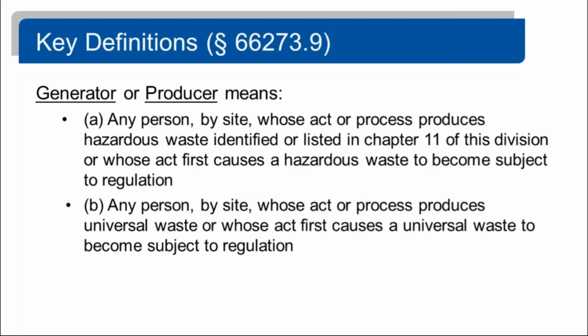Generator or producer: any person by site whose act or process produces hazardous waste identified or listed in Chapter 11 of the RCRA and of the Title 22 regulations is what they're referring to, any site generating hazardous or universal waste, or any person by site whose act or process produces universal waste or causes a universal waste to become subject to regulation. What they mean by this is anyone who is actually creating a waste or abandoning a material or spilling material, any act that causes the waste to become subject to these regulations. So these standards are applicable to the generators or the producers of the universal waste.